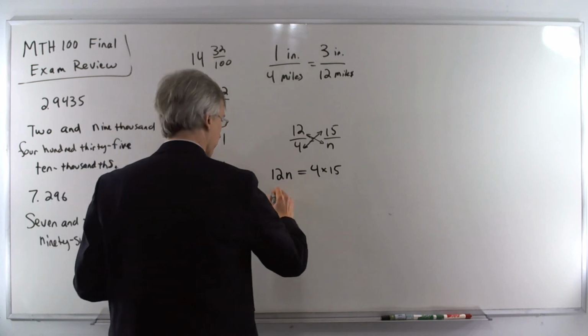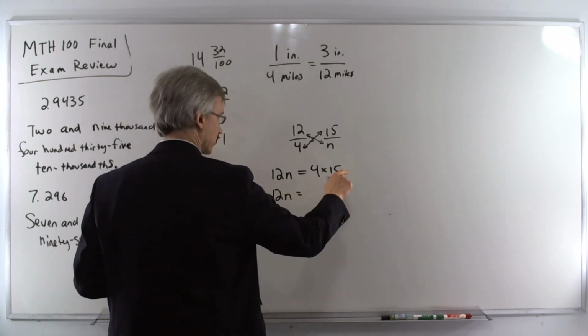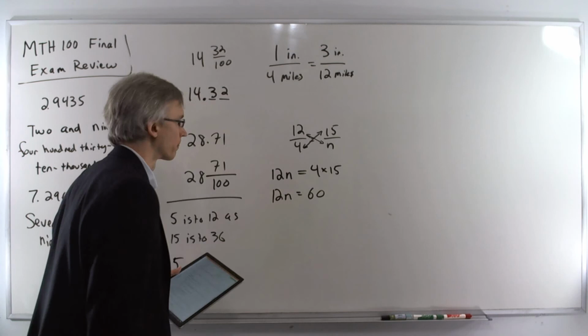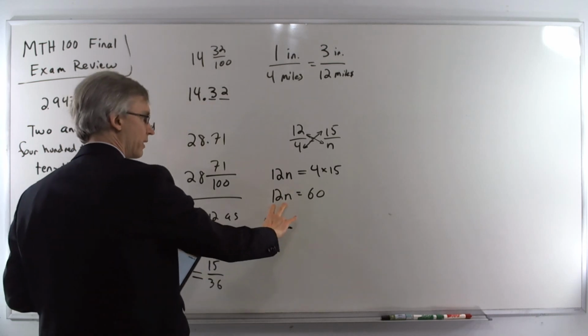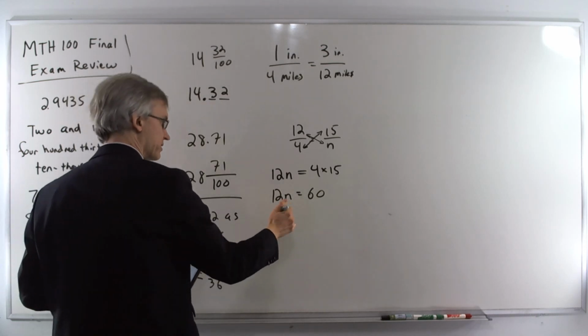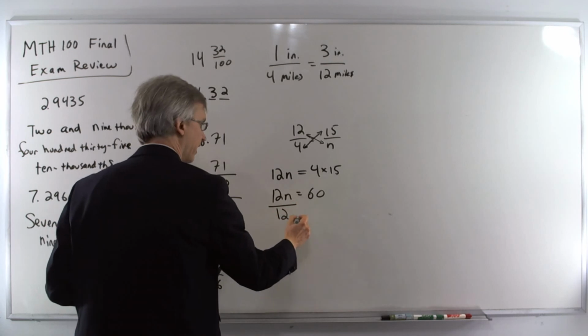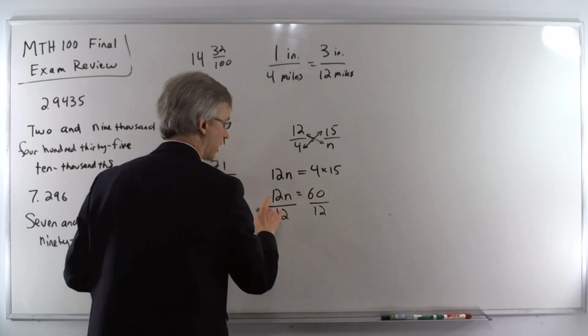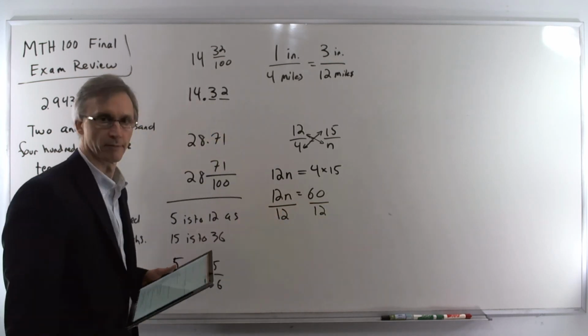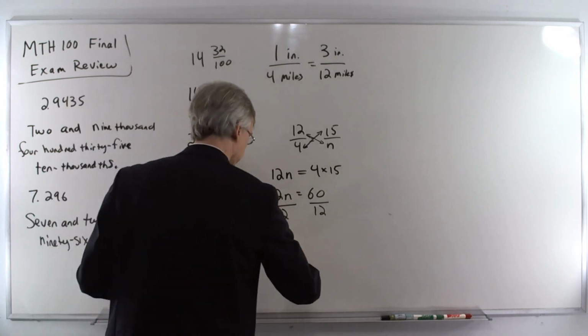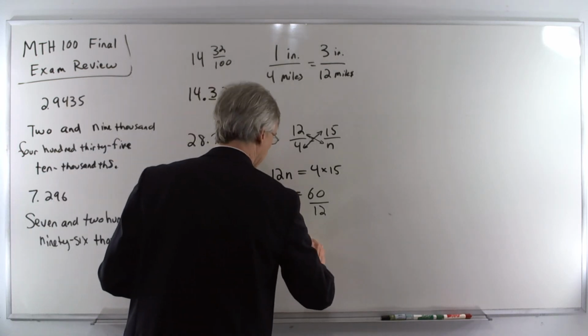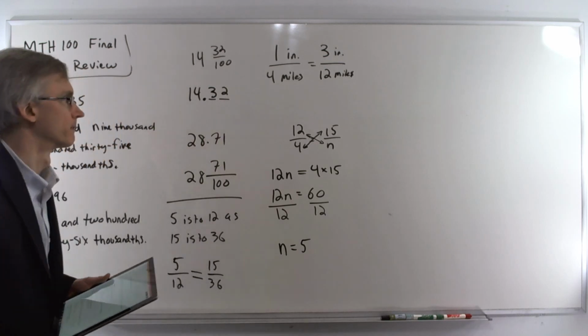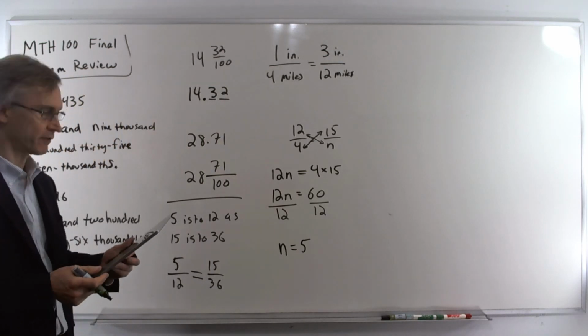Now we're going to solve for n. So 12n equals, let's multiply this out, we get 60. And then since we're multiplying n times 12 and we want to get n by itself, we need to get rid of the 12 by dividing it out. Remember, always do the opposite operation from what's there. So now the 12's cancel, leaving just n on the left, and n equals 5. So 12 over 4 equals 15 over 5.